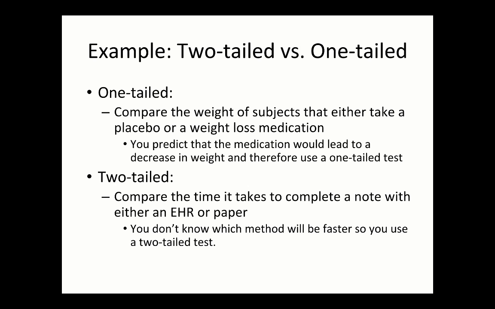Let's say you wanted to compare the time it takes to complete a progress note with either an electronic health record or paper. You don't really have enough evidence to predict the directionality of the differences, so you opt to stay with the two-tailed test. You are testing whether the mean time to complete a note with an electronic health record is different than with paper, rather than predicting if an EHR leads to faster note completion. That, in contrast, would be a one-tailed test.